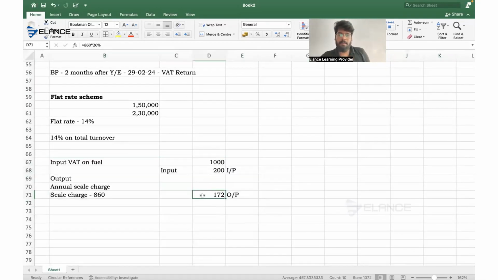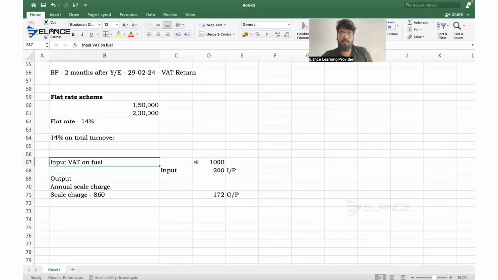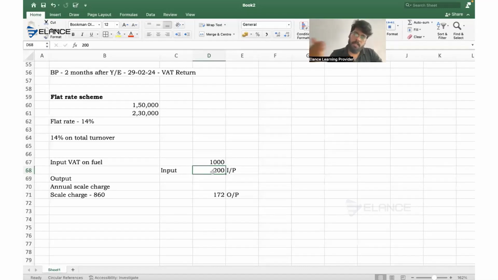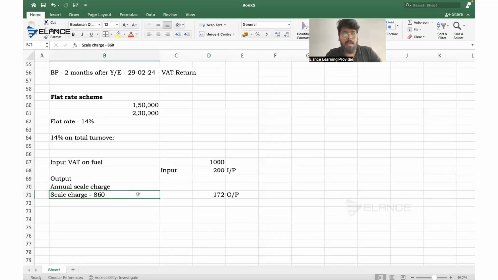Here we have an example. Actually, I paid £1,000 for filling fuel into my car, and I paid 20% tax at the time of filling that fuel, so the input VAT is 20%, and I paid 200 as my input VAT. We can simply find out the input VAT. And if I'm following the annual scale charge method, I should find out the output VAT on the basis of the scale charge. The scale charge is fixed by HMRC, so we don't need to memorise or know anything further related to the scale charge. It will be directly given in the question.